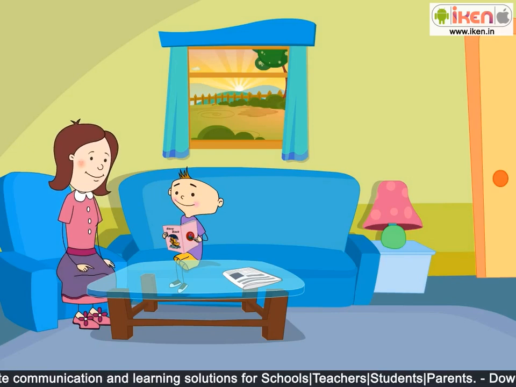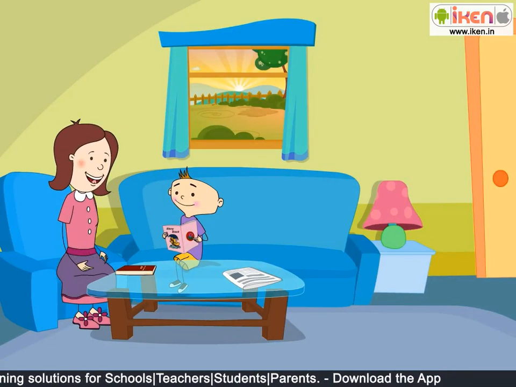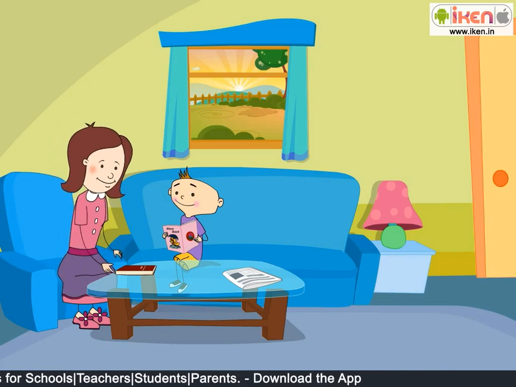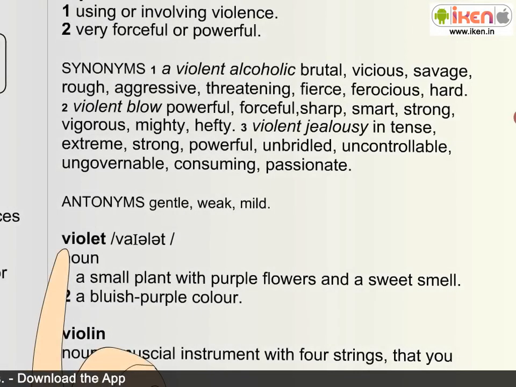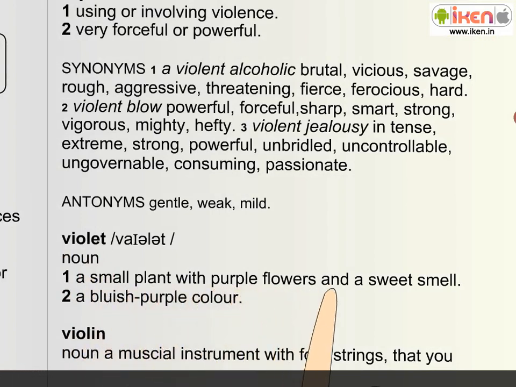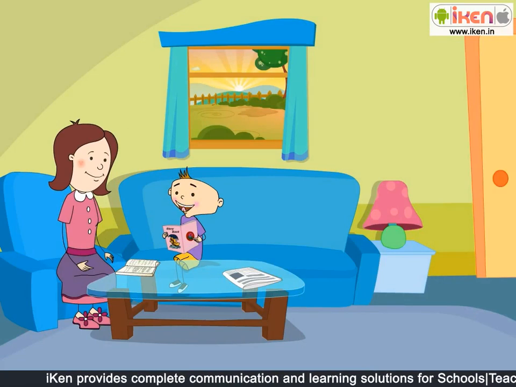Sure, I will. We will find the word violet under the letter V. V-I-O. Here it is. Violet means a small plant with purple flowers and a sweet smell. It also means a bluish purple color. Oh, now I understand. So Kyra's garden has flowers called violets.